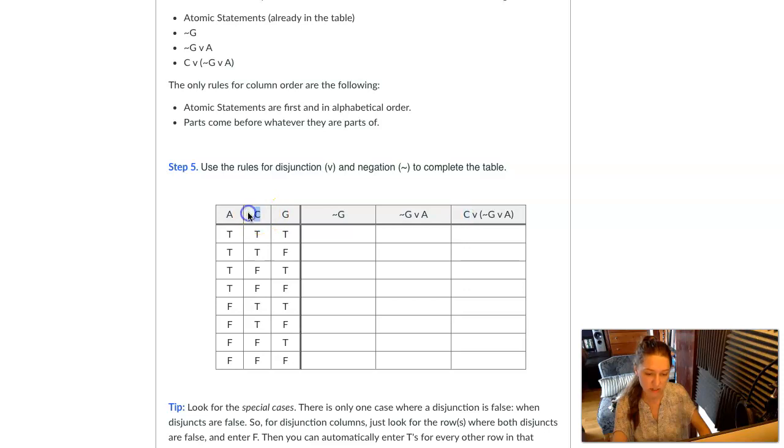C's already in here, it's an atomic statement. We also are going to need this whole statement in the table. That's right here. Okay, so now let's look at this one. Are all its parts in the table?